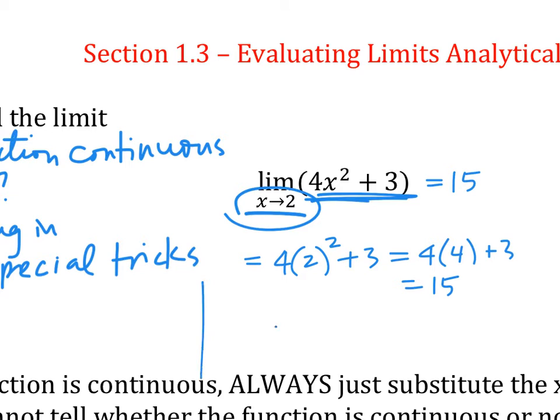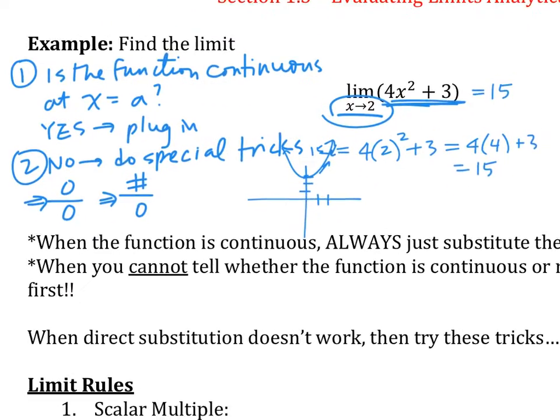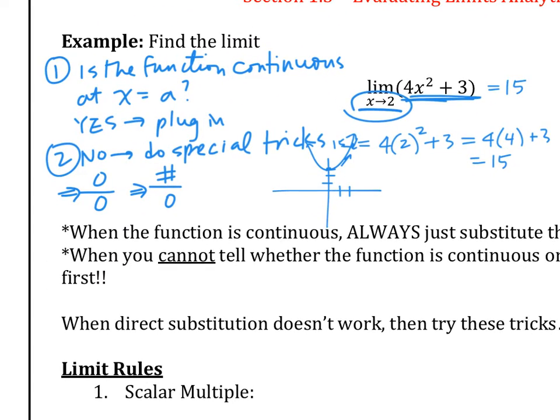And then it's pretty intuitive. You have 4x squared plus 3. It's just a parabola moved up 3 with a stretch of 4. And what's going to happen is when you're going to 2 from both sides, this is 15. That's what it means. All right, very easy. Again, first you ask yourself, is the function continuous at that point? If it is, plug it in. If not, let's do special tricks.